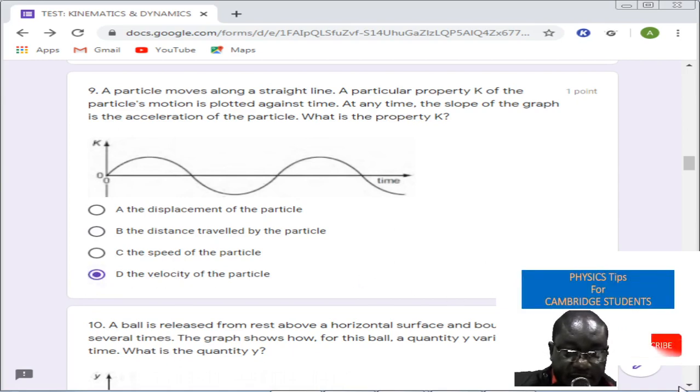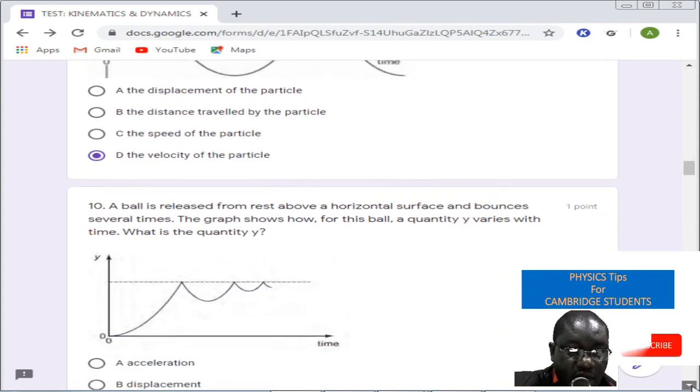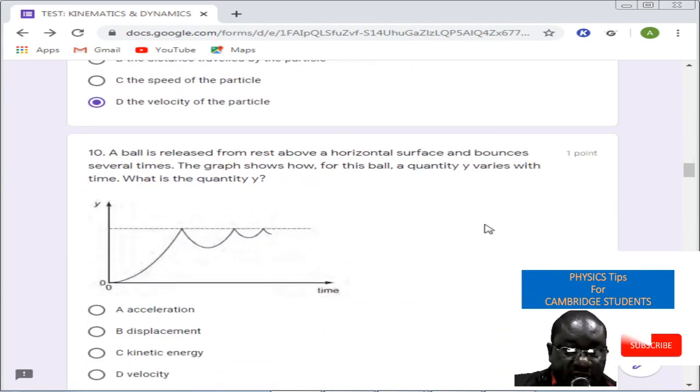Number 10. A ball is released from rest above a horizontal surface and bounces several times. The graph shows how for this ball a quantity y varies with time. What is this quantity? Now, as you can see, this is where the ball bounces. So the ball bounces here. So it starts off, in other words, it is released from rest.